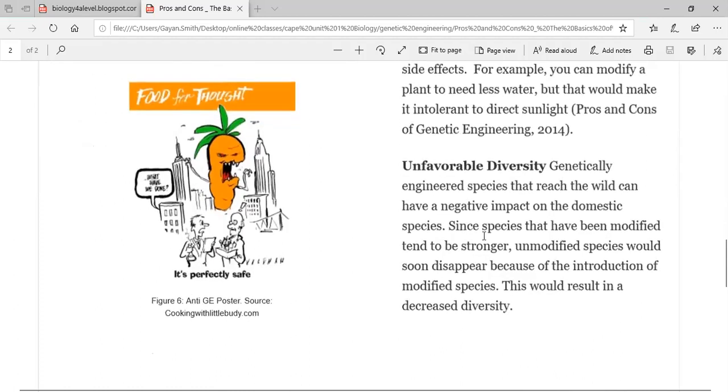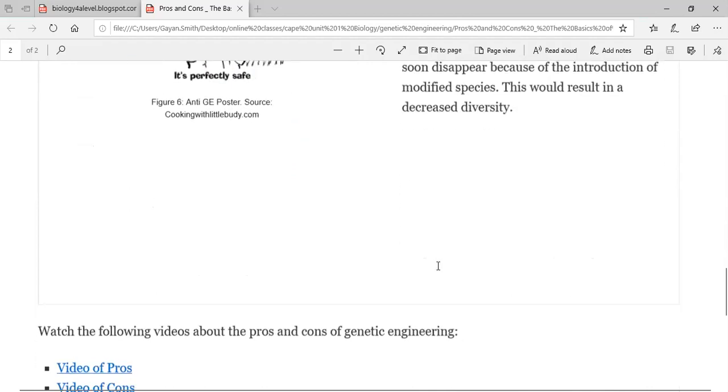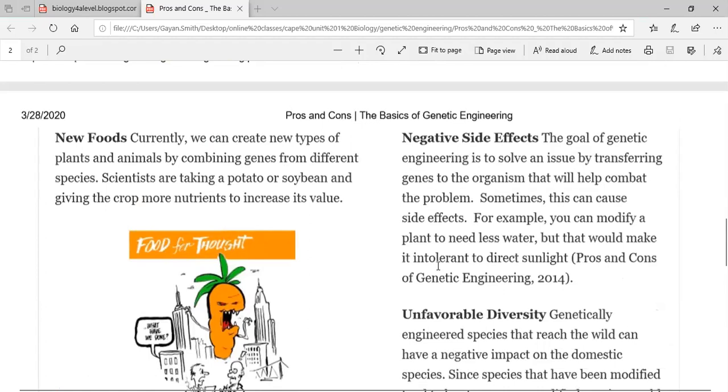And then there's also unfavorable diversity. Genetically engineered species that reach the wild can have a negative impact on the domestic species. Since species that have been modified tend to be stronger, unmodified species would soon disappear because of the introduction of these modified species, and this would result in decreased diversity. Based on all we have been speaking about so far, we know that decreased diversity is nothing good, because that can set up the entire species to become extinct should there be an environmental change that it cannot adapt to.